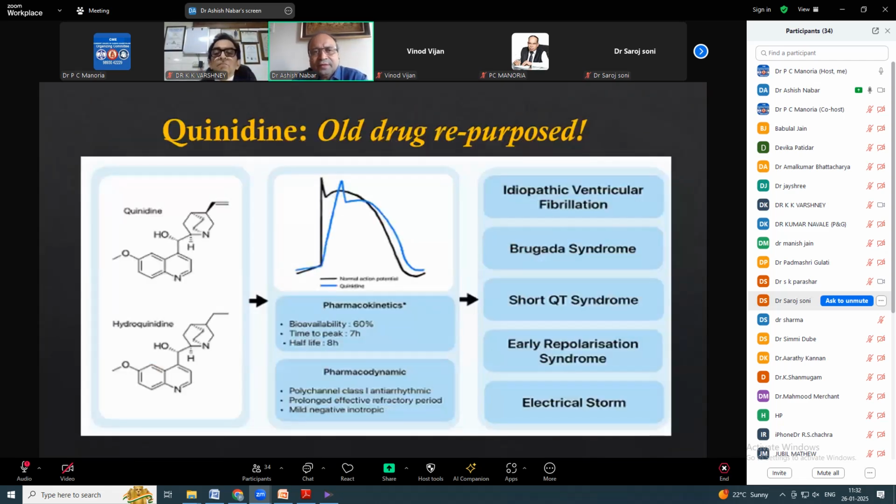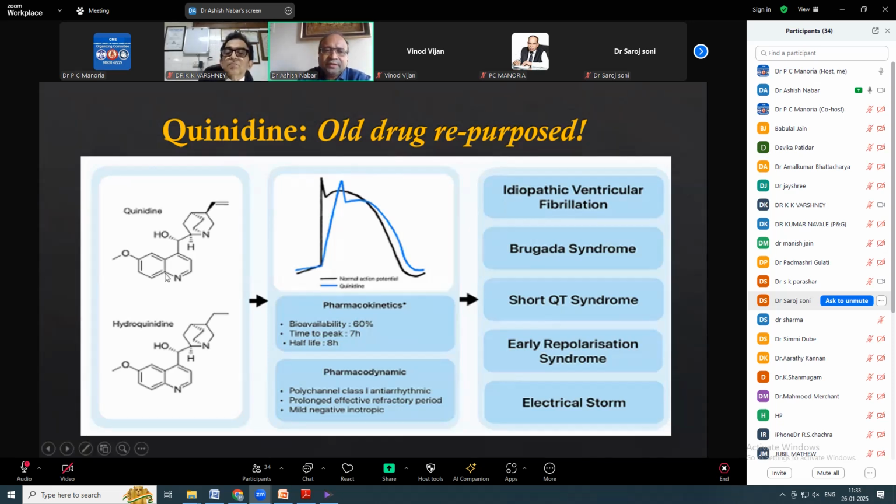Now let's go one by one over quinidine. People who have practiced since before 1990 know this drug well. The younger generation not, because this drug was almost not available in the market for a long time, and that's because its use had gone down significantly officially also. Today, this drug is repurposed and it is used to prevent ventricular arrhythmias, which can lead to sudden cardiac death in certain primary electrical disorders.